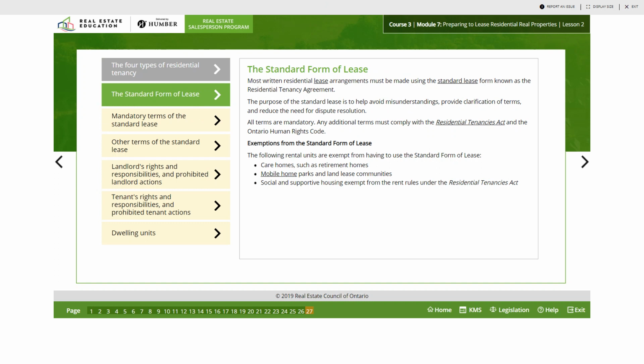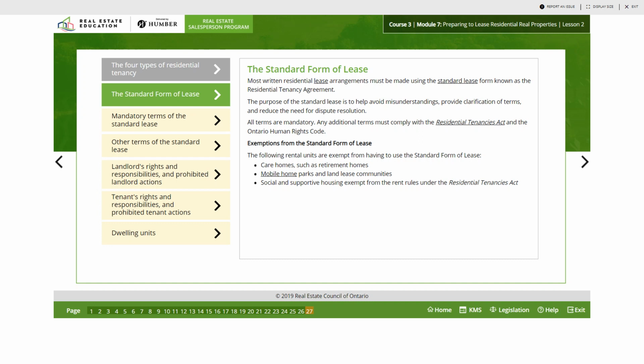Most written residential lease arrangements must be made by using the standard lease form known as the residential tenancy agreement. The purpose of the standard lease is to help avoid misunderstandings, provide clarification of terms, and reduce the need of dispute resolution. For dispute resolution, all terms are mandatory. Any additional items must comply with the Residential Tenancy Act and Ontario Human Rights Code.